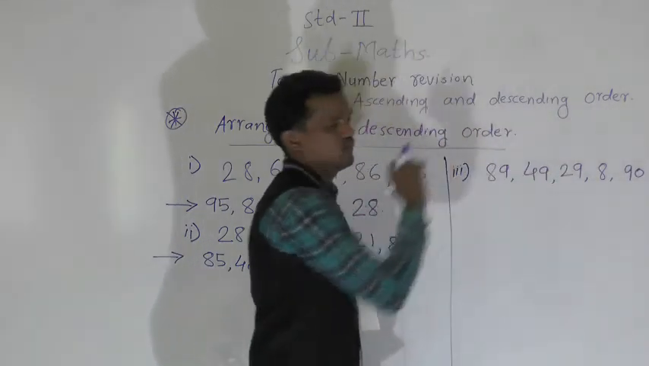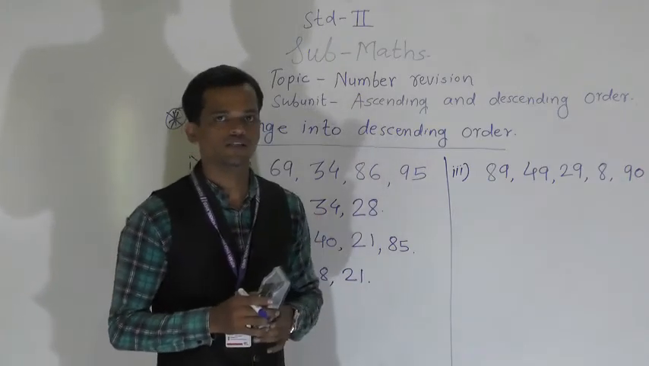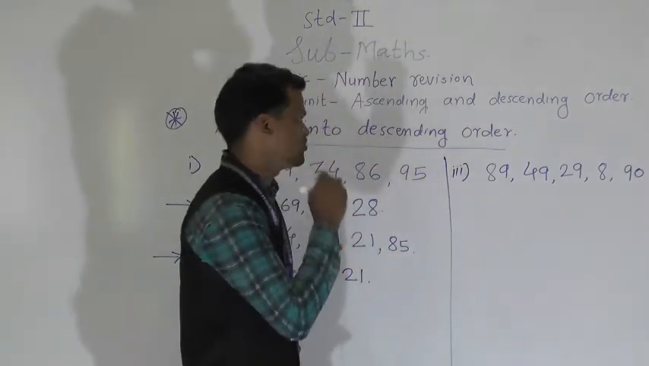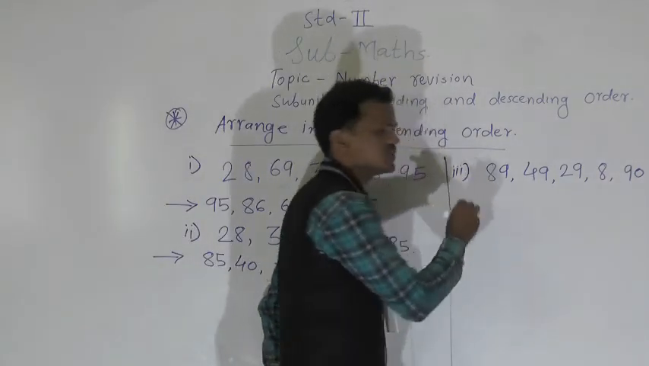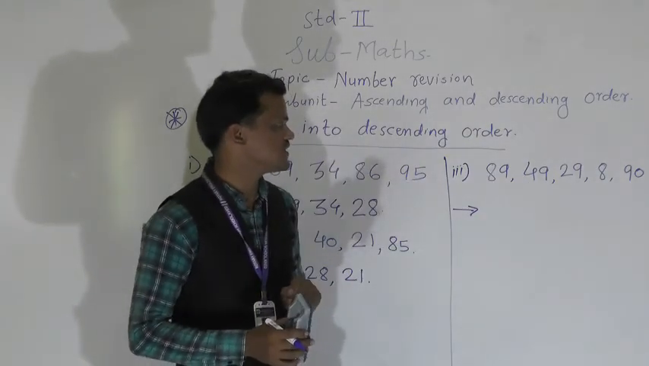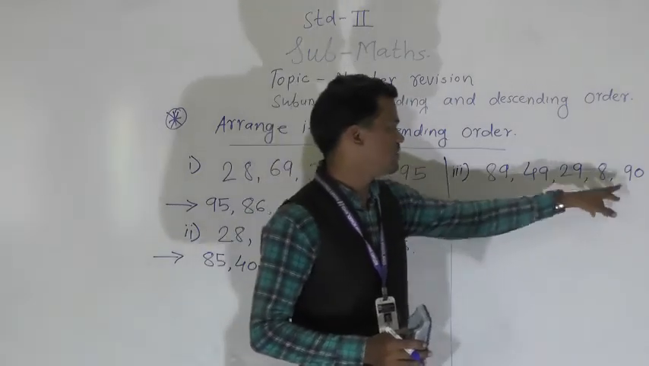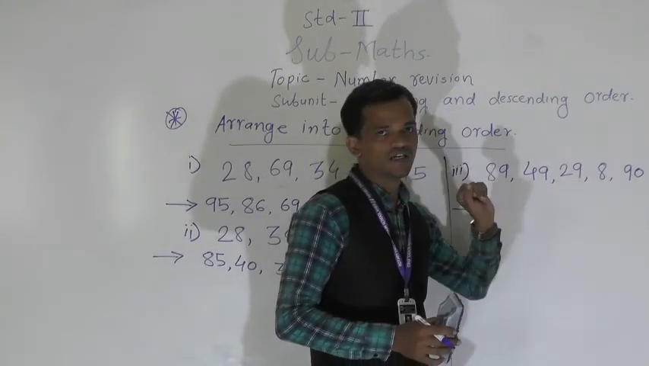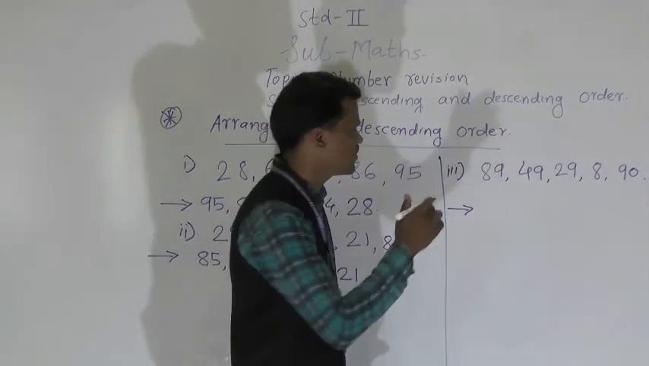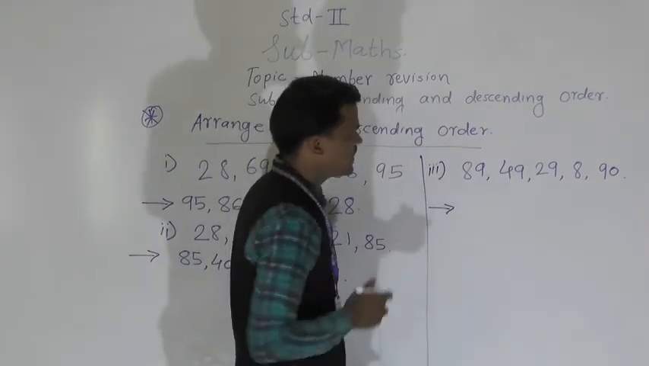These are the numbers. And we have to arrange them into descending order, meaning greatest number to smallest number. So first you have to find out which is the greatest number. In this series, these are two digit numbers only, and 8 is the one digit number. So here 9 comes at the tens place, and that is the greatest number.